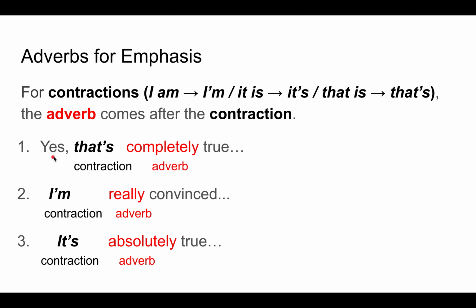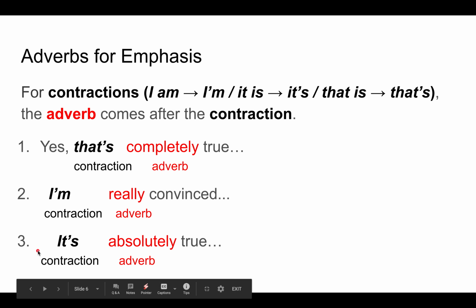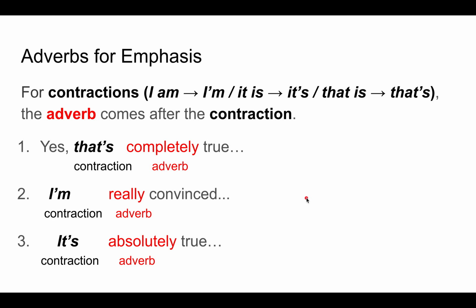For example, yes, that's completely true. Number two, I'm really convinced. Number three, it's absolutely true. Okay, my contractions, it's, I'm, that's, come before the adverbs completely, really, absolutely. Okay, so once again, yes, that's completely true. Two, I'm really convinced. Three, it's absolutely true.